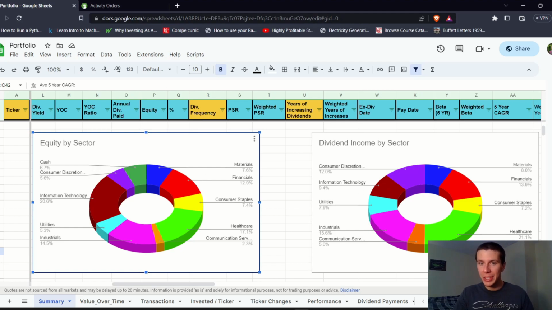So most of our dividend income is coming from the healthcare sector, 21%, and industrials, 15.6%. So pretty heavy in healthcare overall, which I'm generally okay with, but I want to not necessarily trim that, but just add to other positions more.